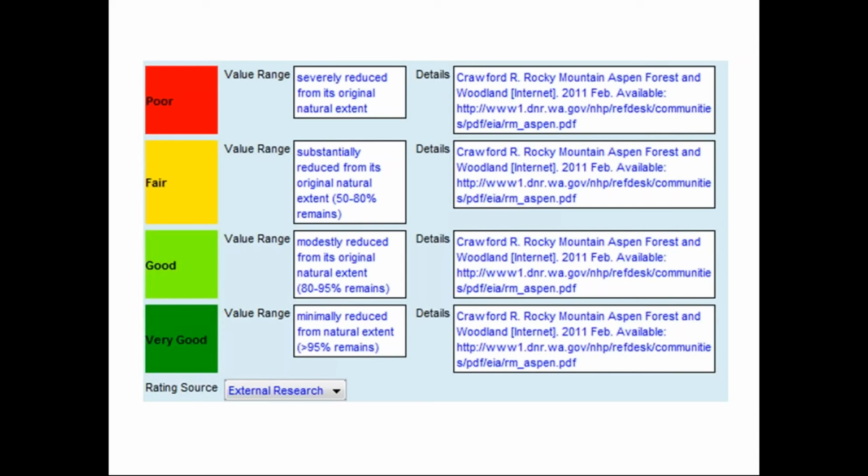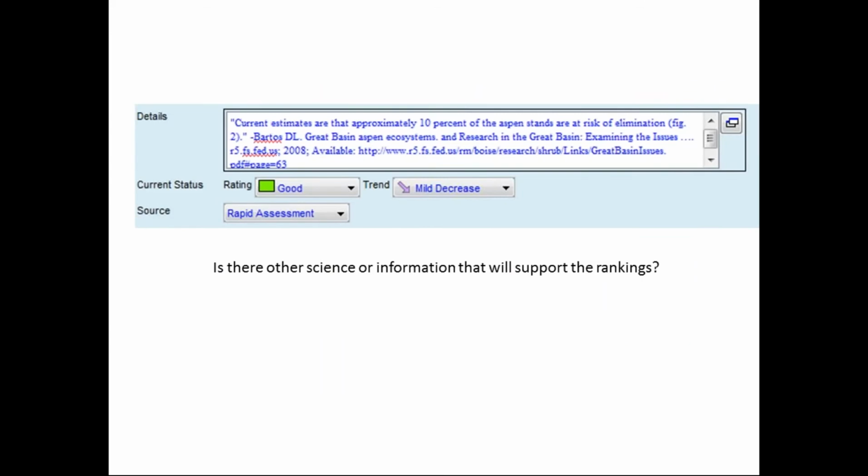And then, to measure how things are doing right now, there are multiple ways of doing it. We found a publication by Bartos from 2008 that says current estimates are that approximately 10% of aspen stands are at risk of elimination. So this is what we used as evidence to support that good claim.